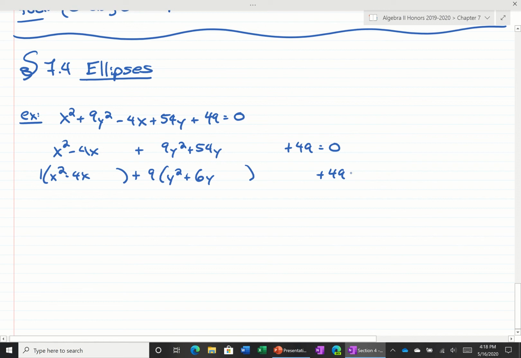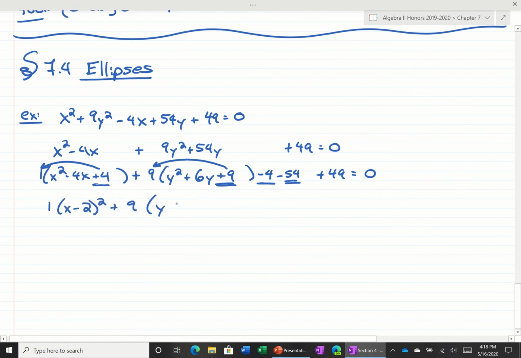And really it's just the same thing that we've always done. Take half of the middle and square it. You're going to multiply that new number by the number in front and then subtract it. So let's clean things up a little bit. We just have 1 times x minus 2 squared plus 9 times y plus 3 squared. And that's going to equal, that's negative 36.